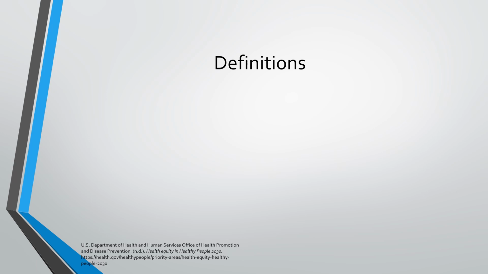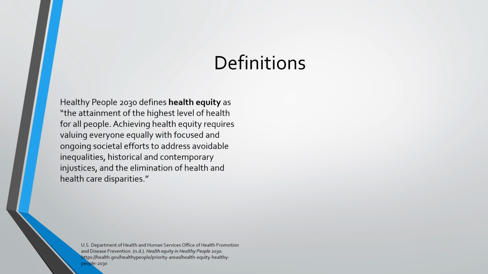A couple definitions we should be familiar with. So Healthy People 2030 defines health equity as the attainment of the highest level of health for all people. Achieving health equity requires valuing everyone equally with focused and ongoing societal efforts to address avoidable inequalities, historical and contemporary injustice, and the elimination of health and healthcare disparities. So very, very strong language.